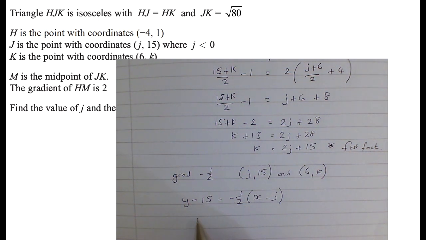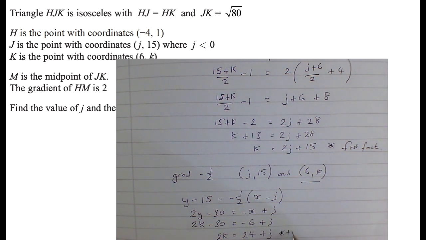And now just tidying this up, I'm going to multiply through by 2 to get rid of the fraction. So 2y minus 30 equals minus x plus j. Don't forget in multiplying out of brackets with a negative, it must become plus. Now tidy up a little bit more. I should tidy that up. I'm going to put the value of y, which is k, the other coordinate, in: 2k minus 30 equals minus 6 plus j, and therefore 2k is equal to 24 plus j.